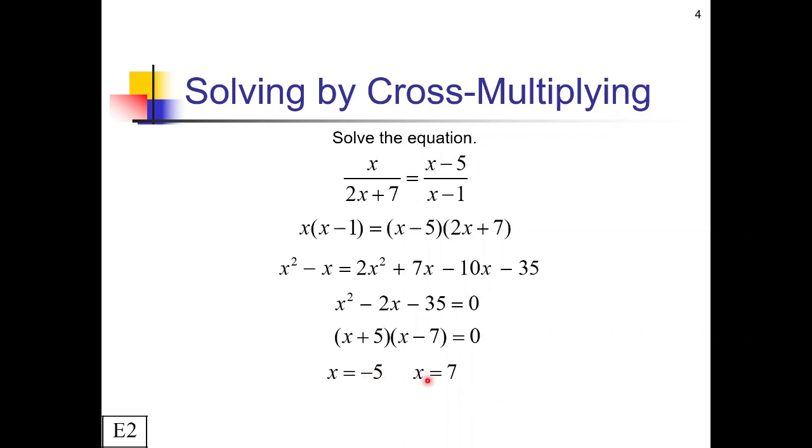Just double checking my answers. If I plug negative 5 in, 2 times negative 5 plus 7 should be all right. Negative 5 minus 1 is also not 0. And then plugging in 7, that doesn't make anything undefined either. So these are both acceptable answers.